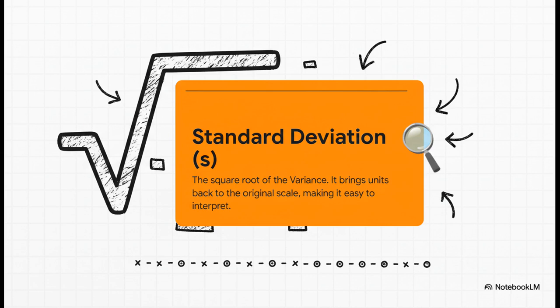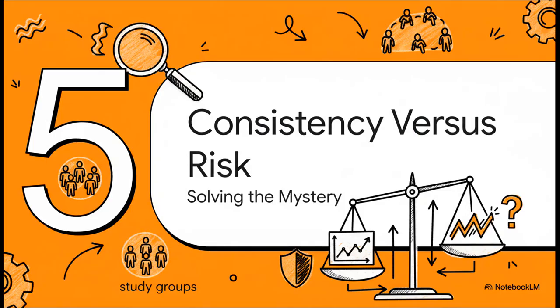So the final number tells us, on average, how far away any given score is from the mean of 86. It's the standard amount of deviation. Okay, moment of truth. We have our ultimate weapon, the standard deviation. We're finally ready to go back to our study groups and solve this mystery once and for all. And this isn't just about finding a number. It's about what that number tells us about the personality of each group. This really gets to the heart of it all, using data to understand that classic trade-off between consistency and risk.